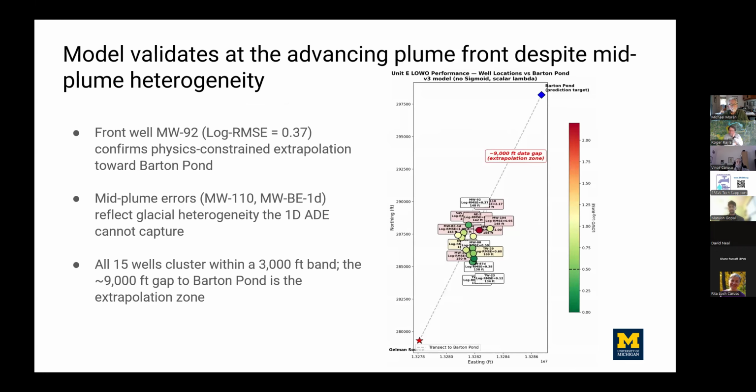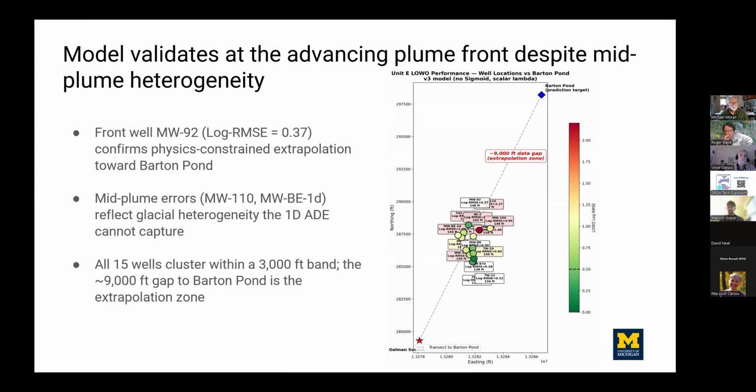So this graph right here, it might be a little hard to see, but this is the line from the Gelman source, this red star here, all the way to this blue diamond at Barton Pond. And these are where the monitoring wells currently are, the ones publicly available online. You can see that, of course, they're all bunched at the middle. So you can also see that there's a 9,000-foot data gap.